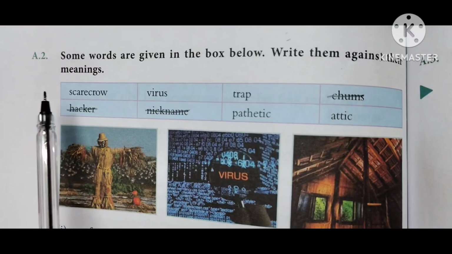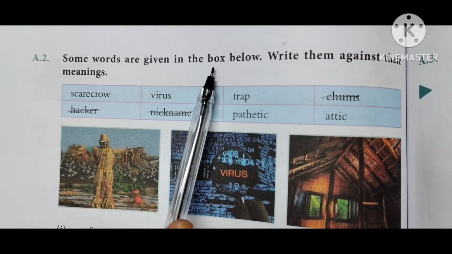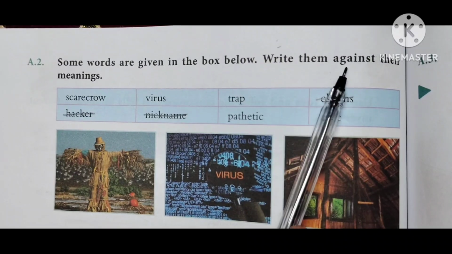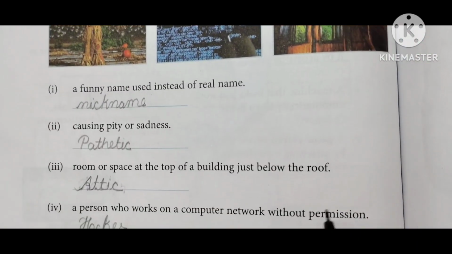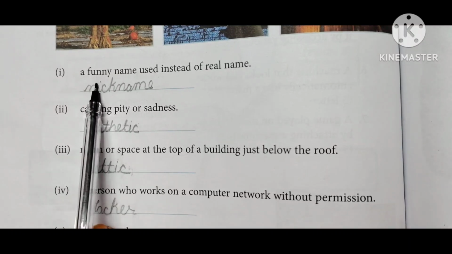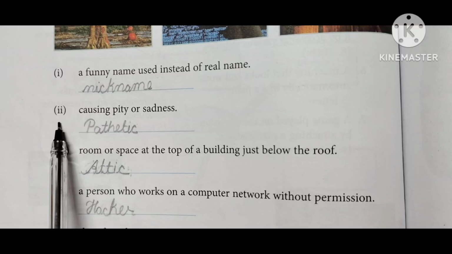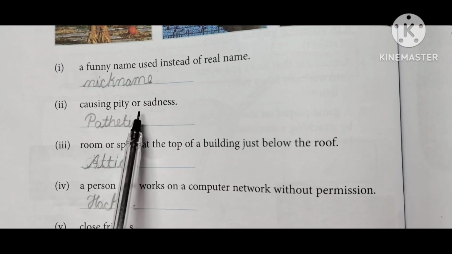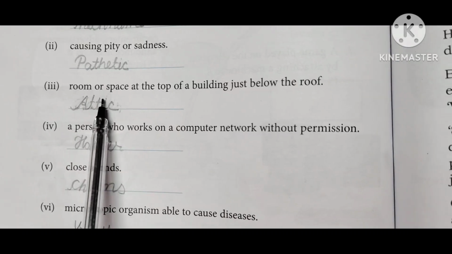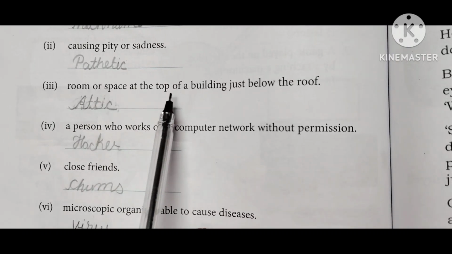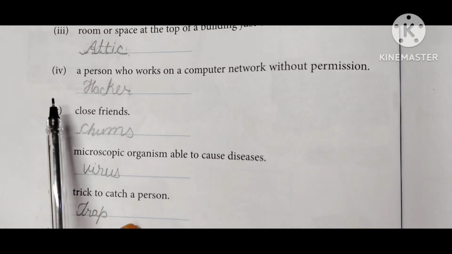Page number 82. Some words are given in the box below. Write them against their meanings. First, a funny name used instead of a real name: nickname. Second, causing pity or sadness: pathetic. Third, room or space at the top of a building just below the roof: attic.